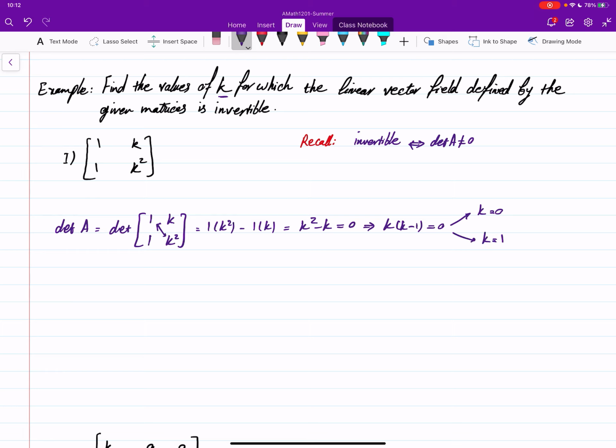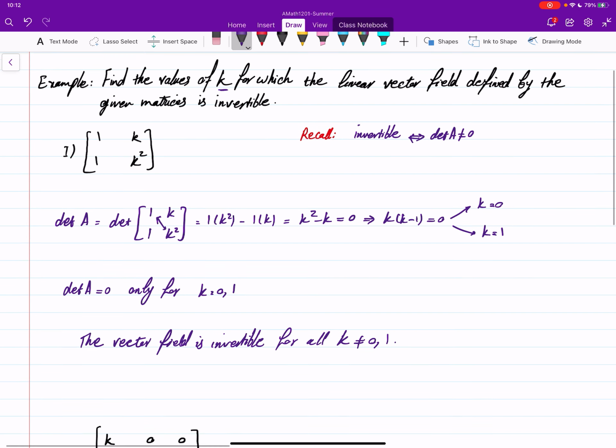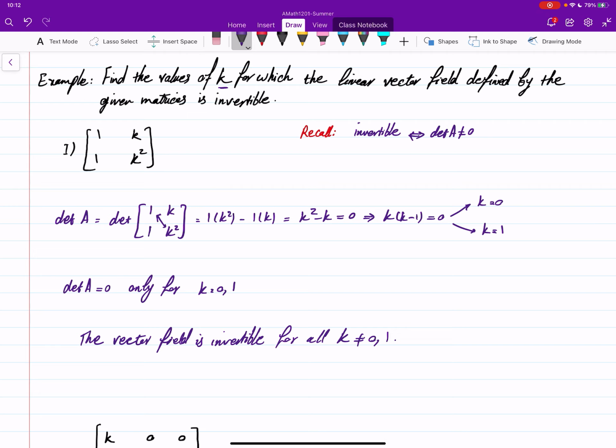So what we showed is that the determinant of A is 0 only for values of k being 0 and 1. Other than that, the determinant must be non-zero. So the vector field is invertible for all k's which are not 0 and not 1. Anything else you put there will define a vector field which is invertible.